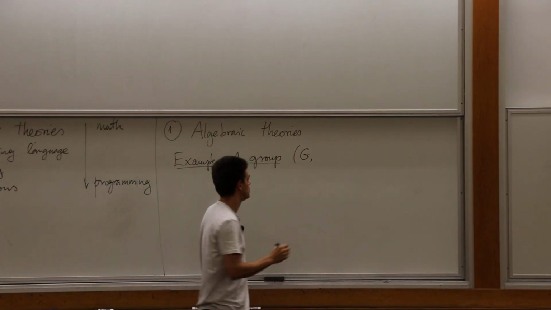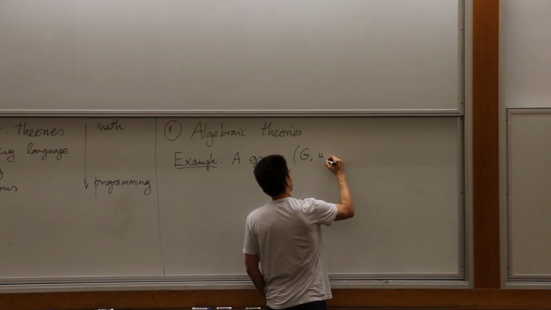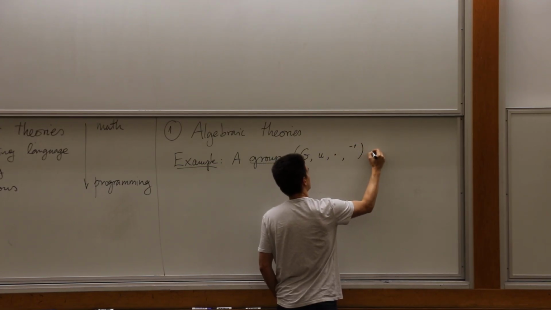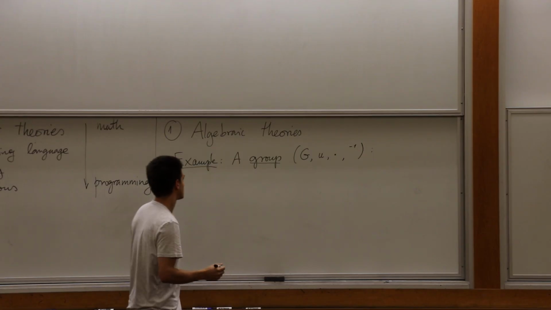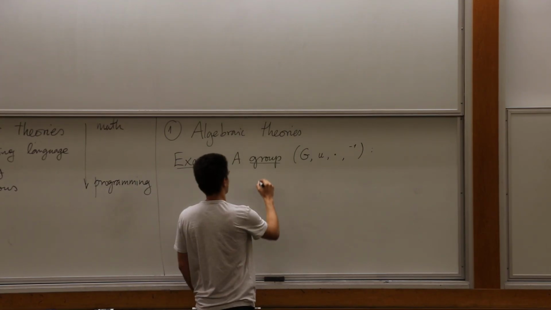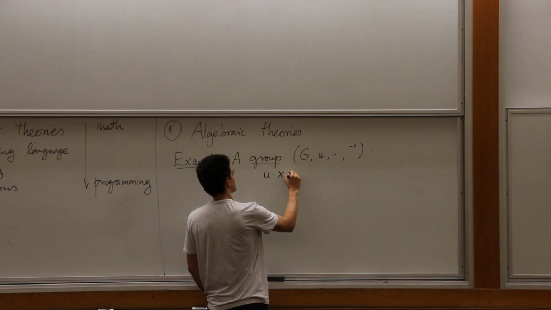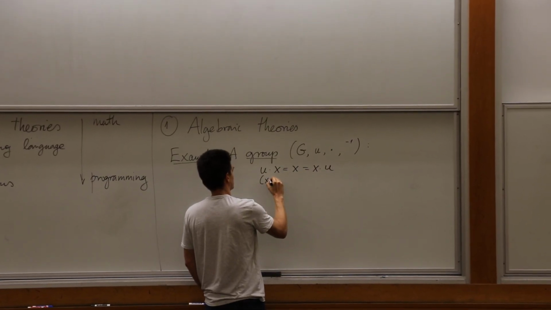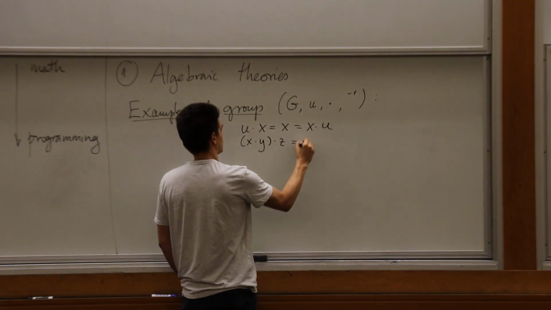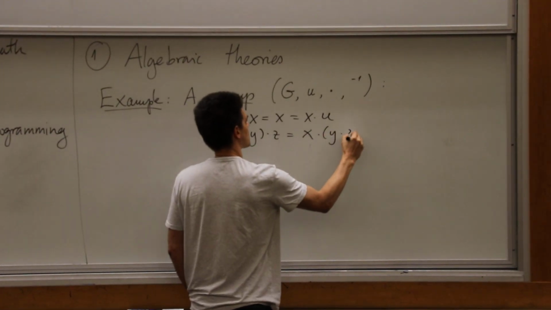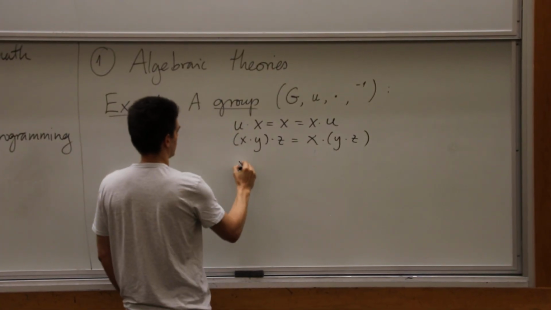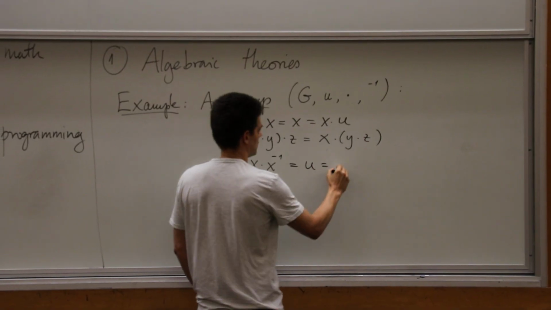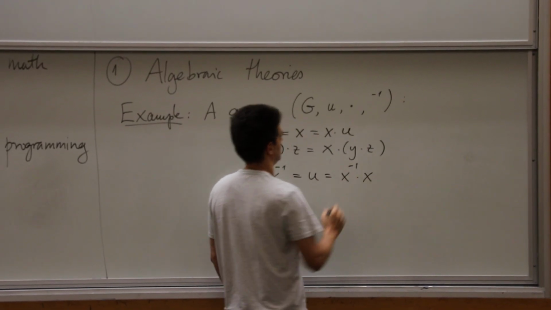We have a set, G, and then we have an element, and we have 2 operations, multiplication and inverse, such that some equations hold. And so what are the equations? The equations are u times x equals x times u equals x, and maybe even before that, multiplication is associative. And then we have the inverse laws that x times x to the minus 1 is the unit, and the same on the other side.